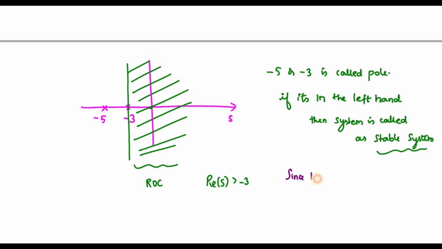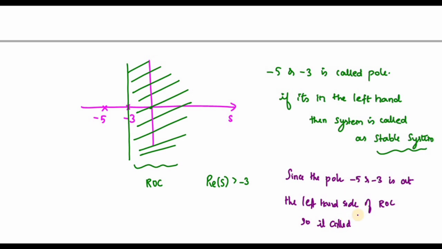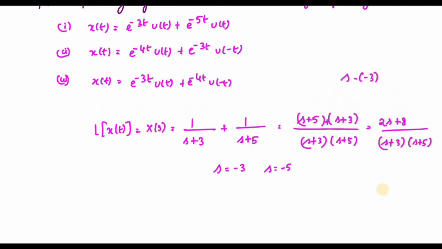Since the poles minus 5 and minus 3 are at the left hand side of the ROC, it is called a causal signal. Both minus 5 and minus 3. Okay, it is called a causal signal. Next, let me go for the next problem.